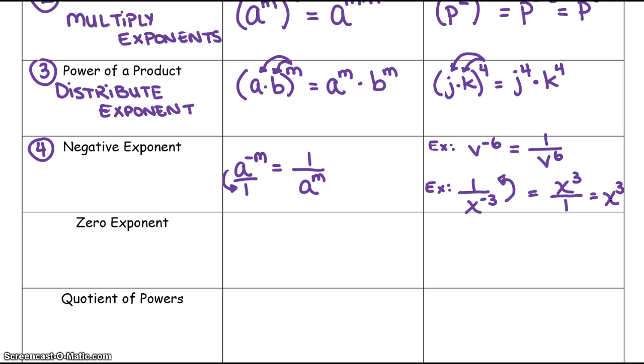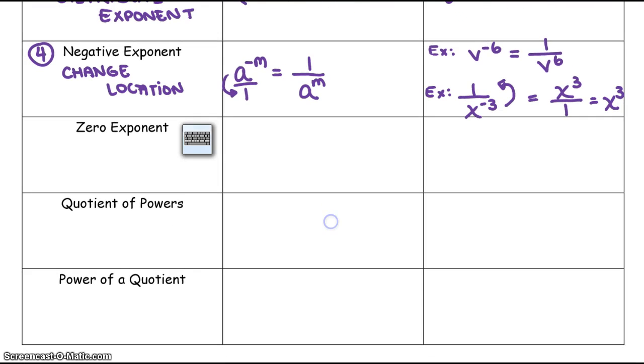So a note to myself in these types of problems is to change location. If it's on the top, move it to the bottom. Change the exponent from negative to positive. And if it's in the bottom, like in this one, move it to the top and change the exponent to positive. Well done.